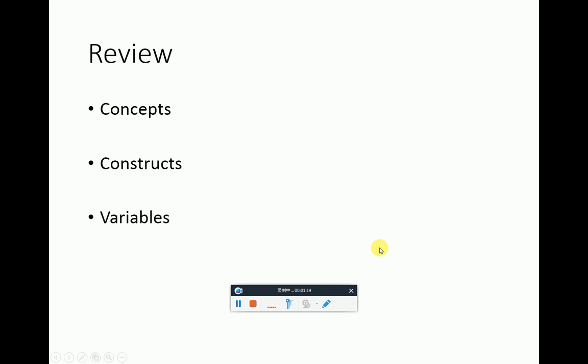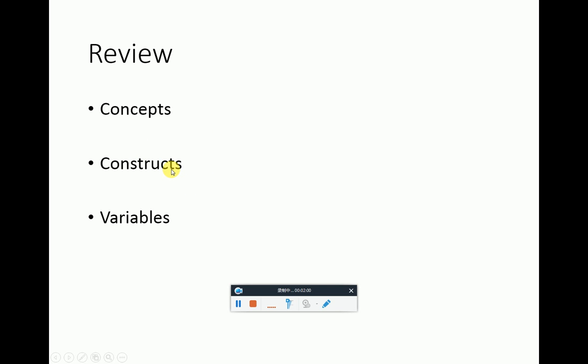So, a quick review, just in case we forget what we talked about last time: concepts. Concepts are words, right, terms that summarize the commonalities of a class of phenomena, right? We say dogs are four-legged animals that bark. So four legs and barking are the common features of all dogs that we know. So dog is a concept.